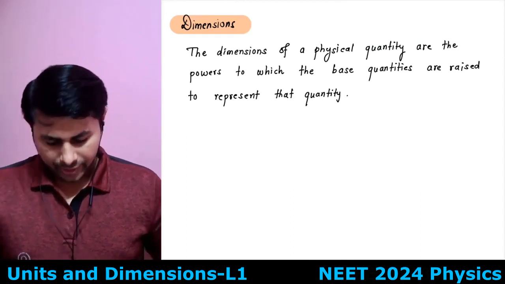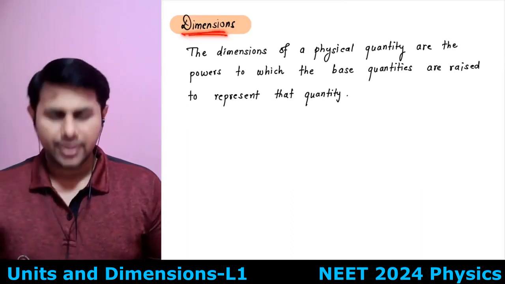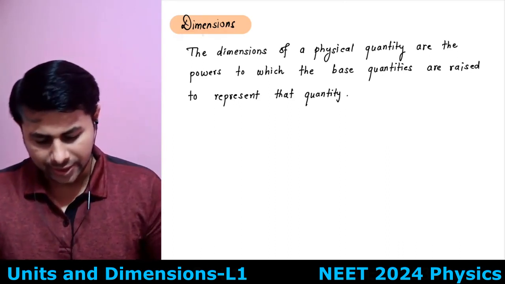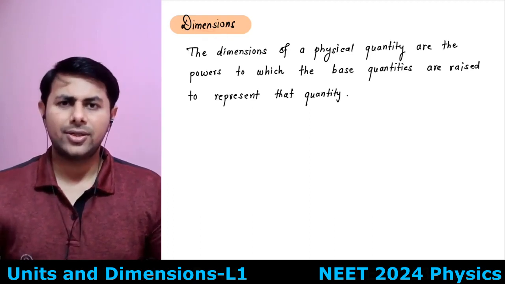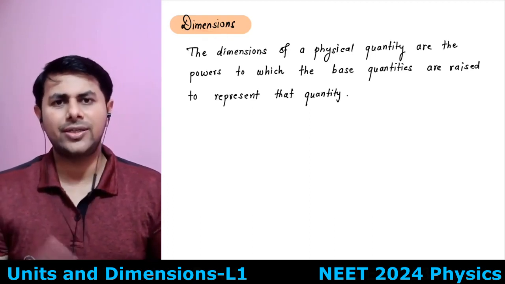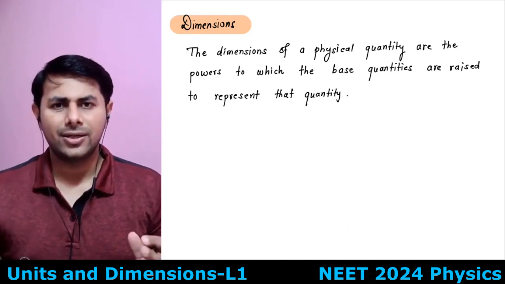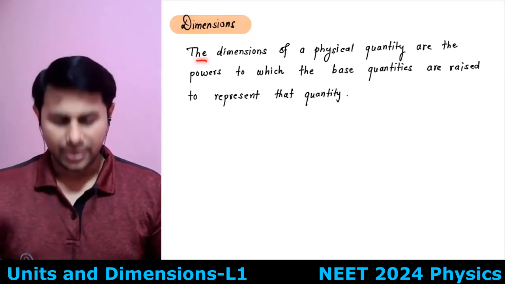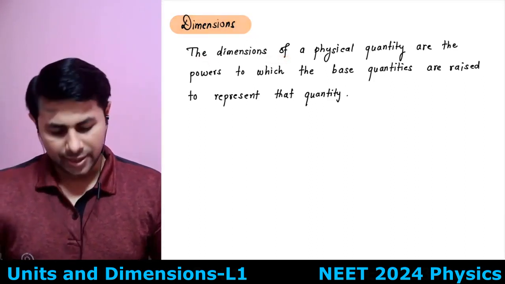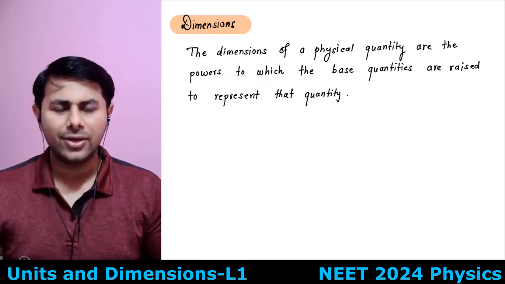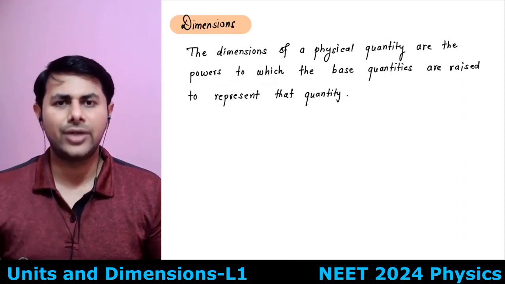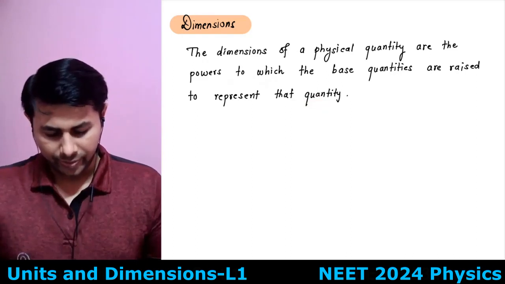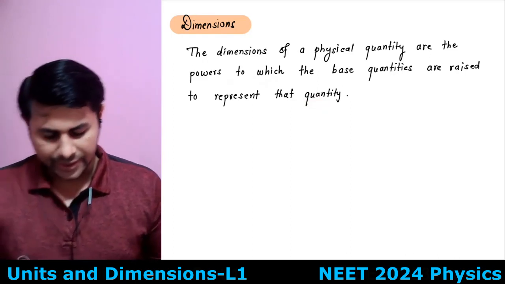So now there is a relation between the derived quantities and fundamental quantities. Okay, and that relation is known as dimensions. The way in which the derived quantities are related to fundamental quantities, that relation is known as dimensions. The textbook definition: the dimensions of a physical quantity are the powers to which the base quantities or fundamental quantities are raised to get that particular quantity. So how do we represent dimensions?